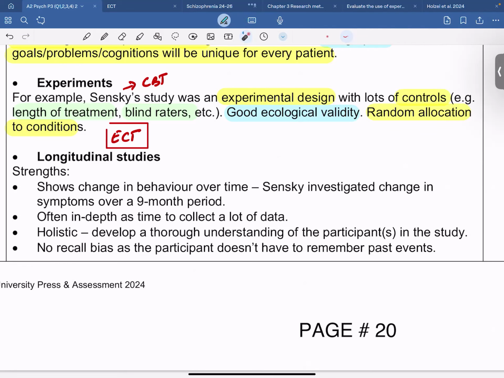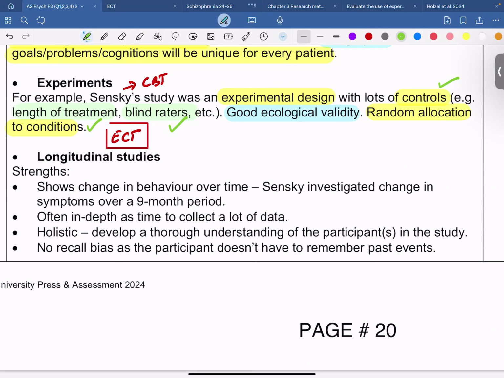So, for example, if you talk about Sensky's study, it was an experimental design. I mean, this doesn't make much sense, but yeah, it was an experiment with a lot of controls. This makes sense now. This was an experiment with a lot of controls, which of course adds on to the value of the study. Controls over what? Controls of the length of the treatment, blind raters, of course, if the raters are blind or if they're independent, not blind, but if they aren't really aware of the conditions that the participants are going through, that adds on value, that improves the internal validity of the study, that improves the credibility of a particular study.